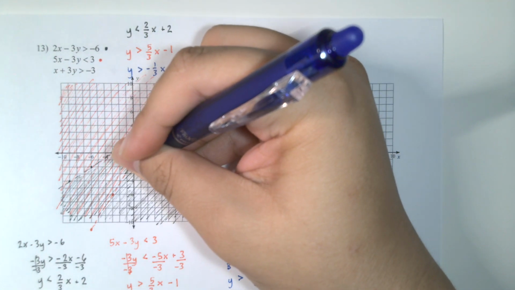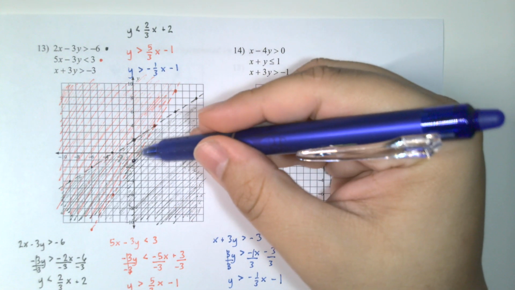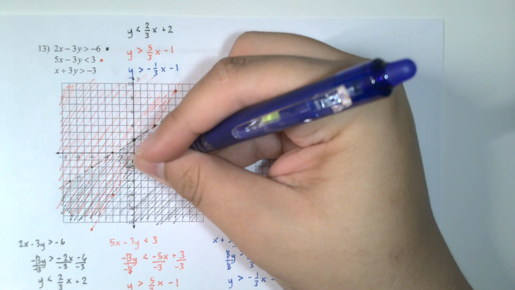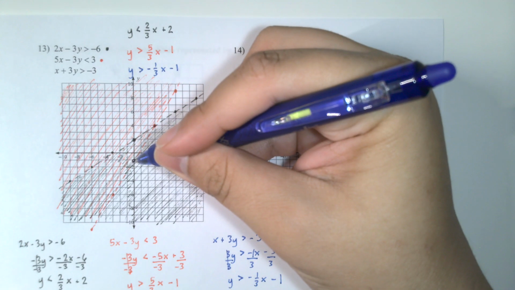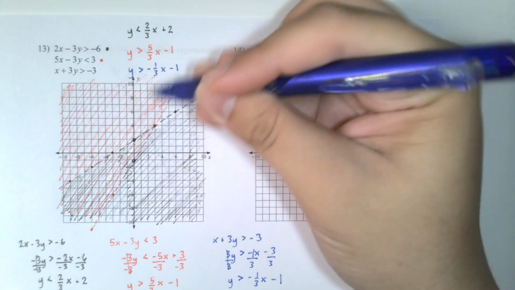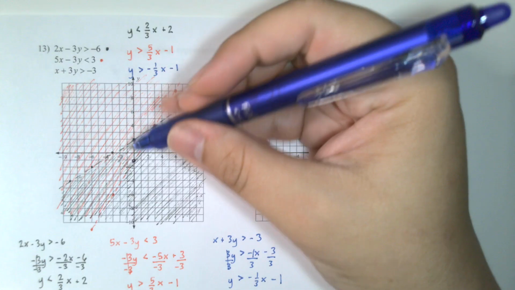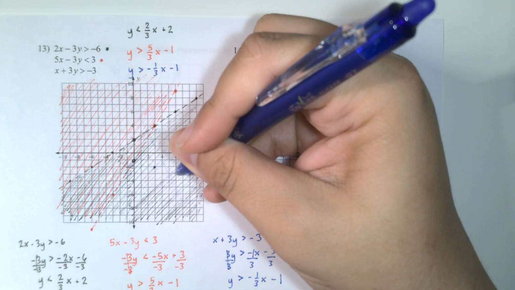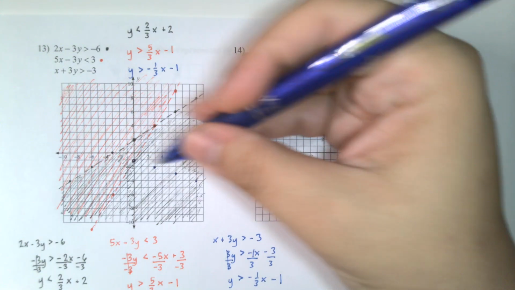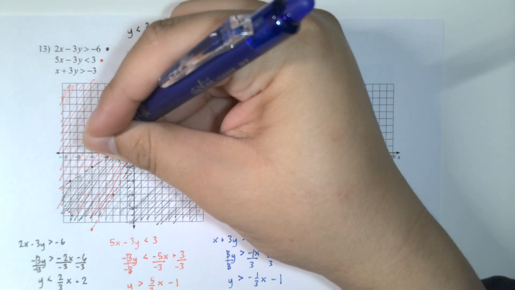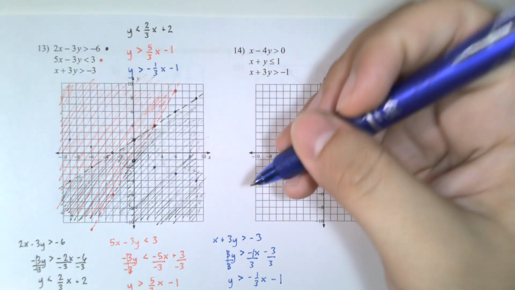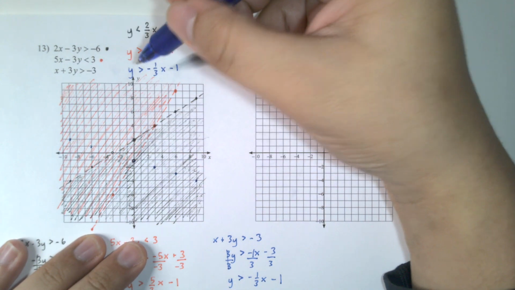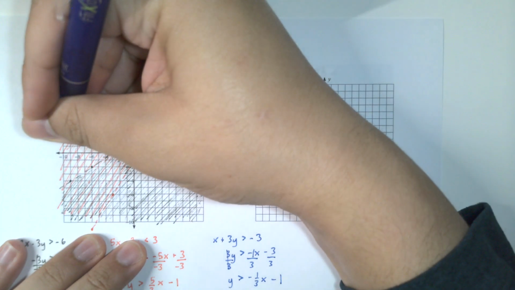We have also starting at -1 for the y-intercept, but now we have a slope of -1/3. So a slope of -1/3 means that we're going to go down 1 and then right 3. So down 1, right 3, down 1, right 3, down 1, right 3. And then working backwards, we'll get these points as well. And this is going to be a dotted line because it is greater than, but it's not equal to.